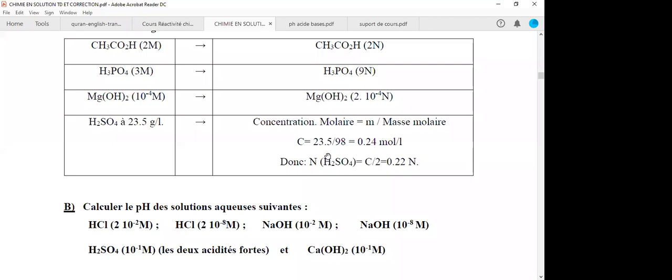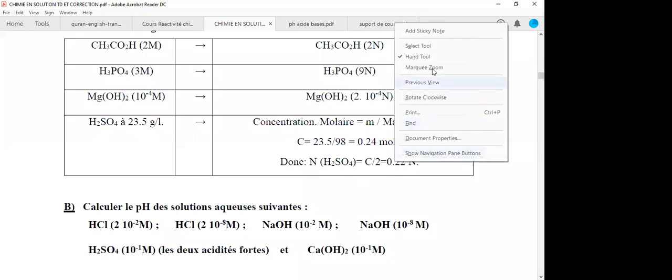So N is given by P times C. What is our P? When this decomposes, it gives out 2 hydrogen ions. Since N is equal to P times C, it will be 2 times C. Here there is just a mistake. Let me correct it.